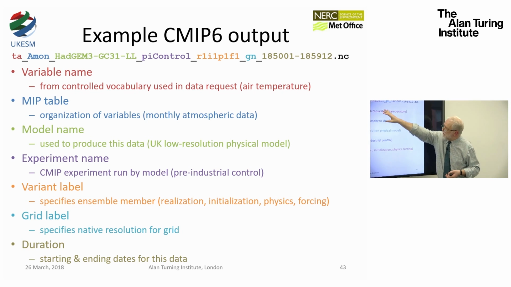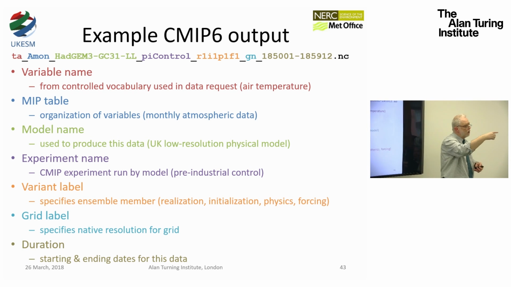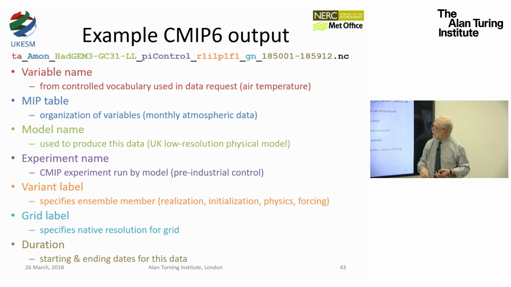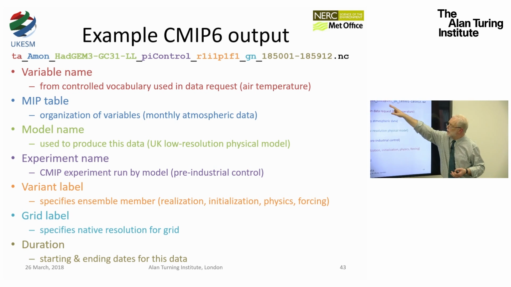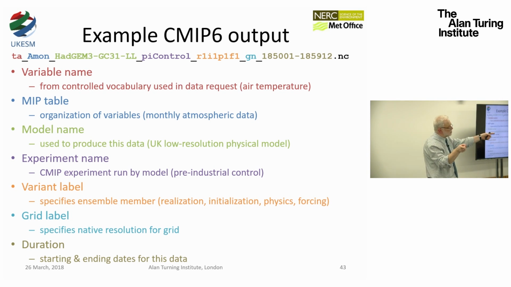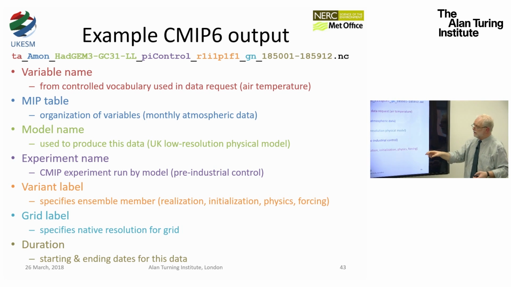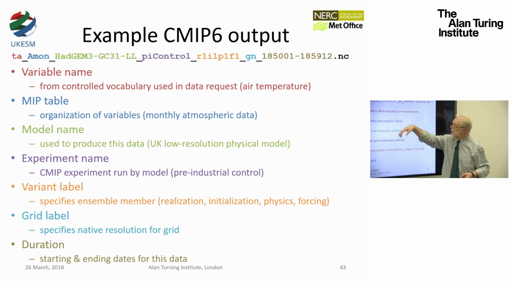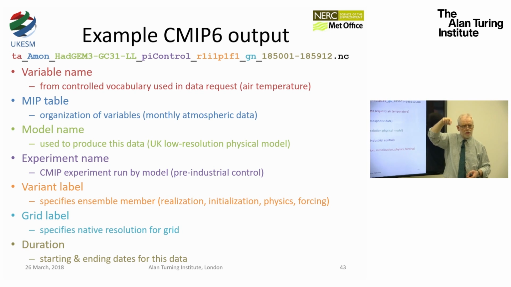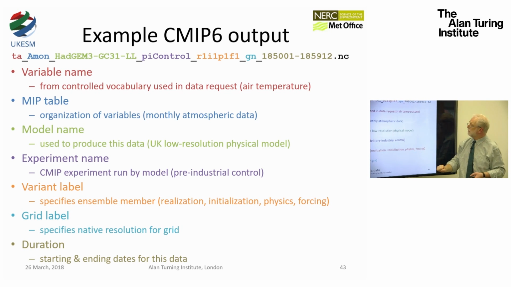The next thing is the experiment name. So you produce this variable. What experiment were you running with the model? In this case, it's the pre-industrial control. There's some sort of variant label here which specifies whether this is from a run on this experiment that comes from an ensemble. We've been talking about ensembles. There are different ways in which to set up the ensemble, for realization, initialization, physics, or forcing, different indices for which member of the ensemble we are talking about here. We've got a grid label here which specifies the native resolution for the grid.